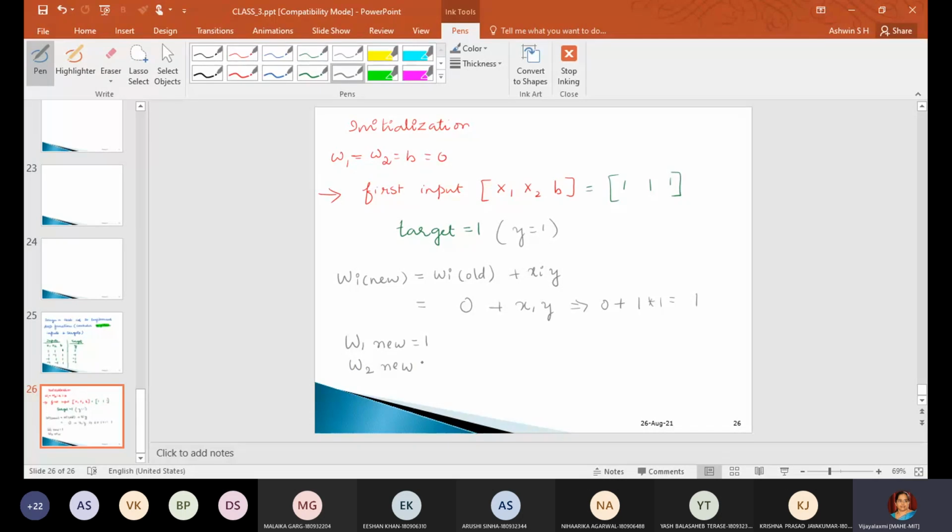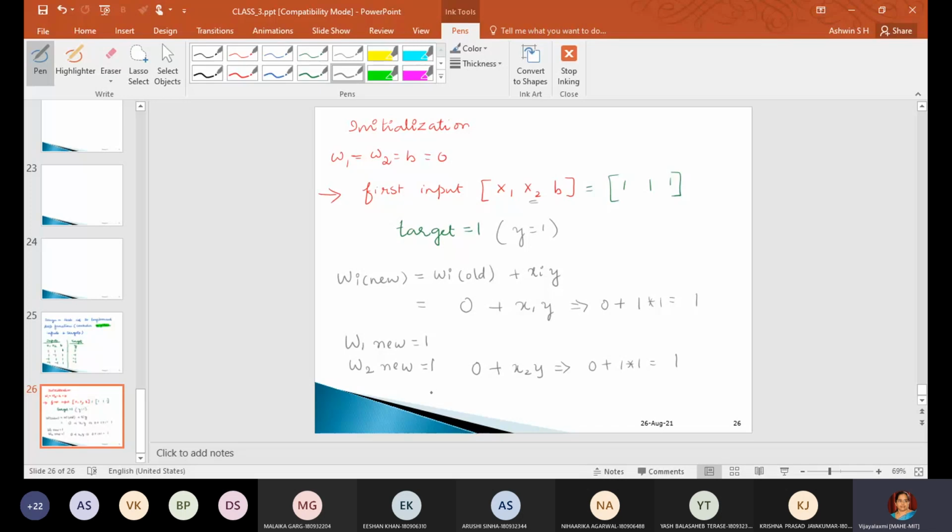Similarly, calculate W2 new. Again, W2 old, that is 0. W2 new is equal to W2 old plus X2 into Y. X2 is 1, Y is 1. So X2Y is nothing but 0 plus 1 into 1, which is nothing but 1. So W2 new is 1.